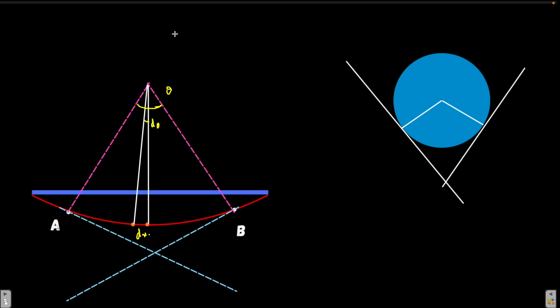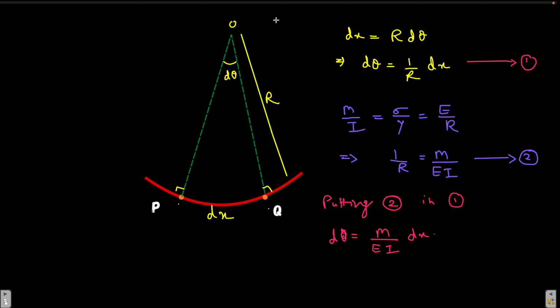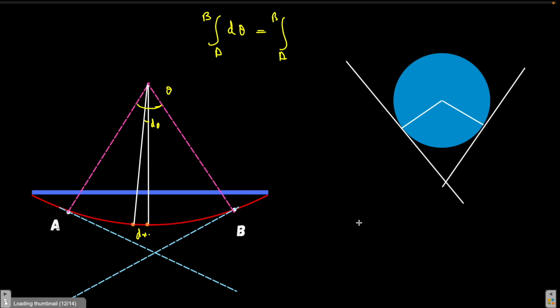And we know that if we integrate d theta from A to B, we'll get the integration from A to B of M by EI dx. This is the formula, d theta is equal to M by EI dx. We are integrating this equation. So in order to get theta, this value, we are integrating d theta from A to B, and we are also integrating M by EI into dx.